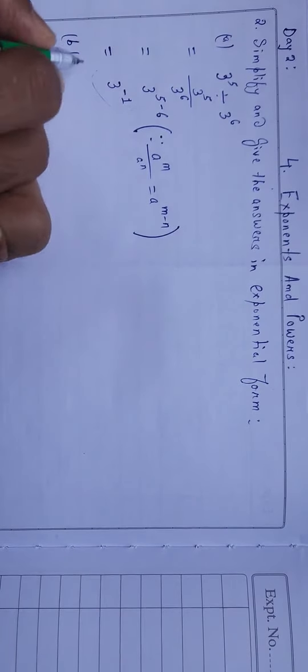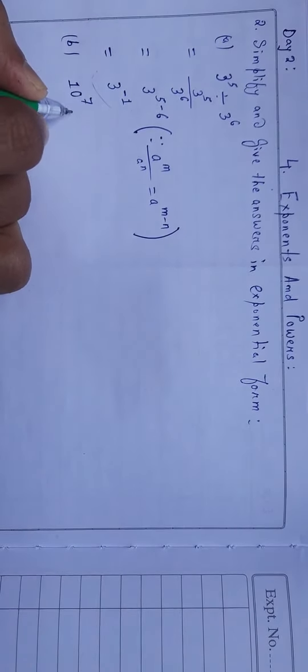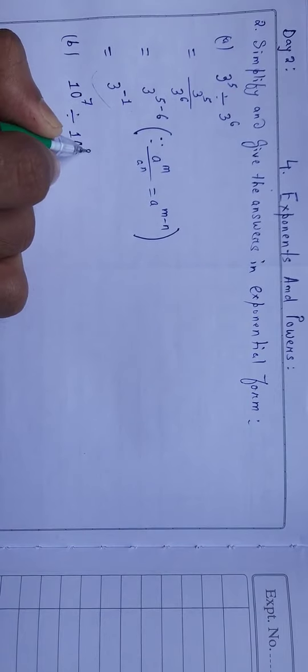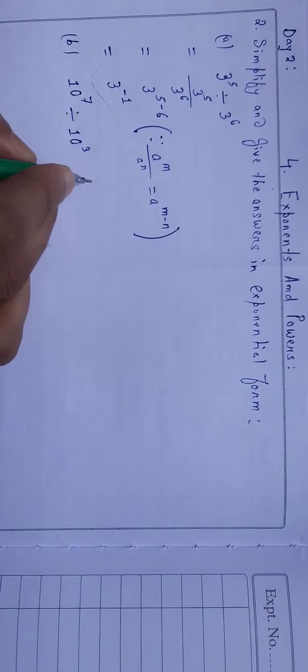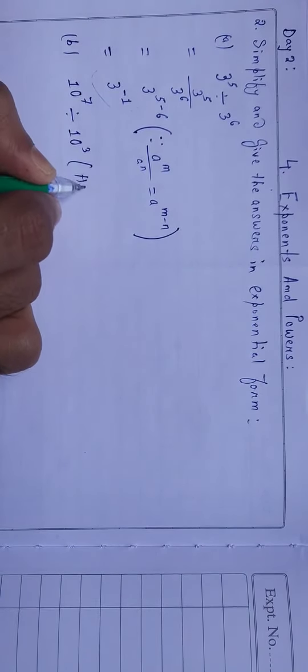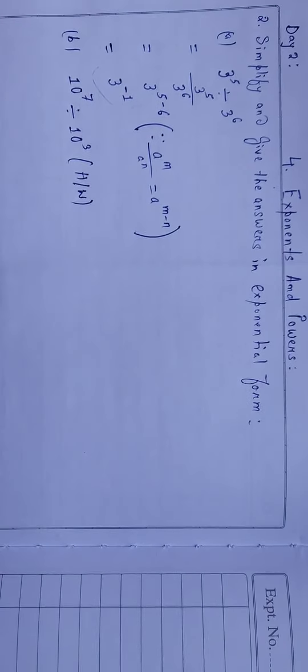Next question is 10 to the power 7 divided by 10 to the power 3. Since this question is similar to question number A, that will be homework for all of you. Please try.